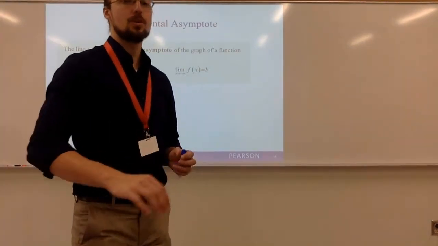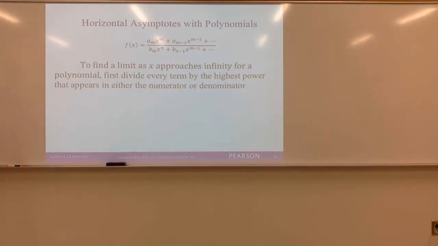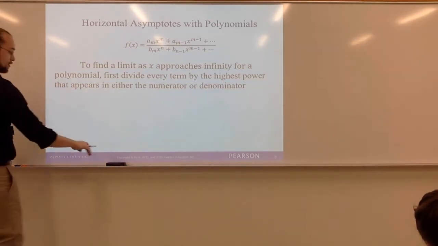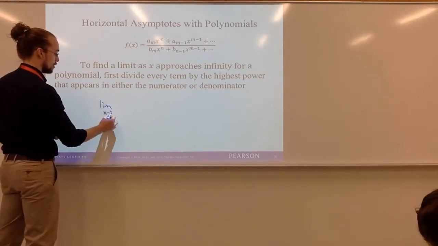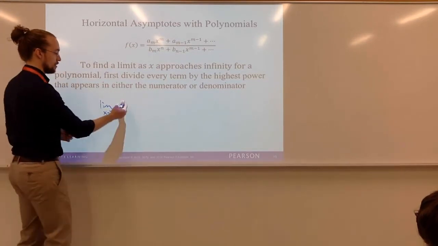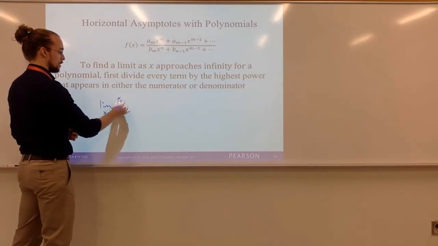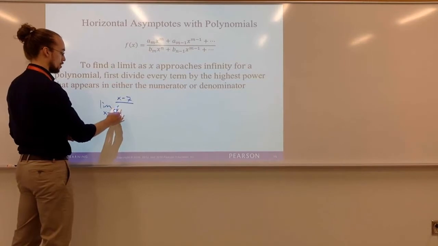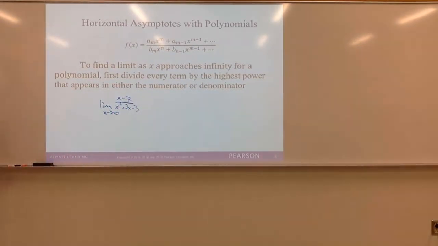So if we want to find a limit algebraically, as x is approaching positive or negative infinity, I'm going to jot down an example here as we go. Let's say I want the limit as x approaches infinity of, I don't know, let's start with x minus 7 over x squared plus 2x minus 3. Something like that.